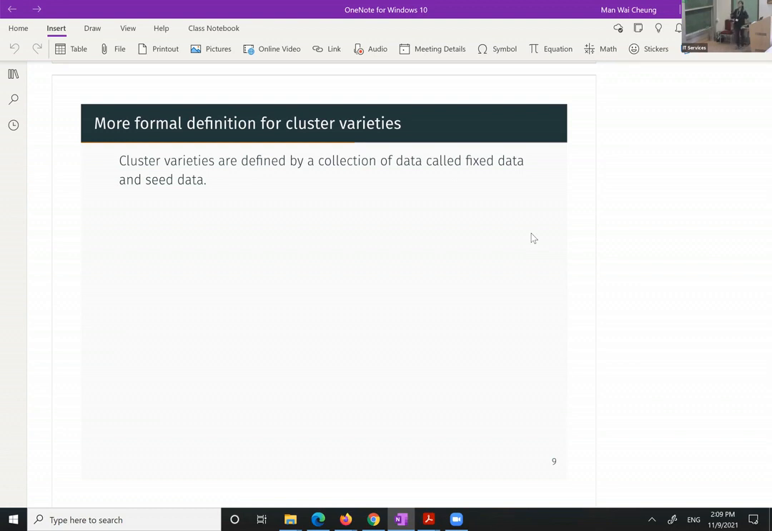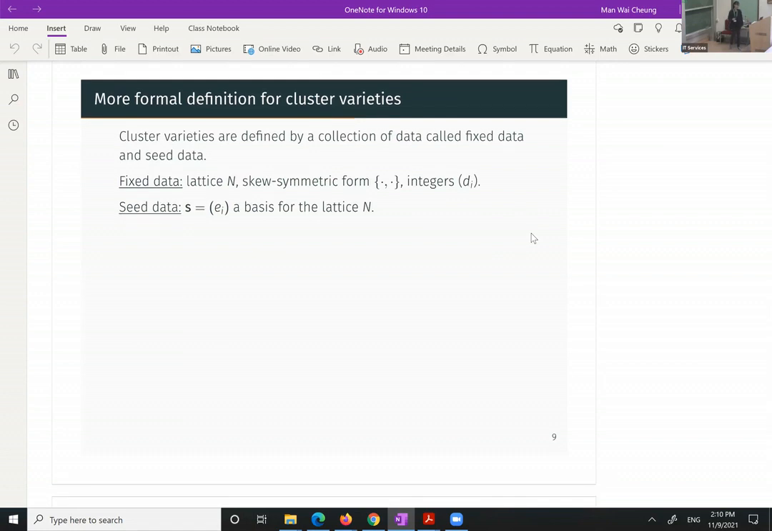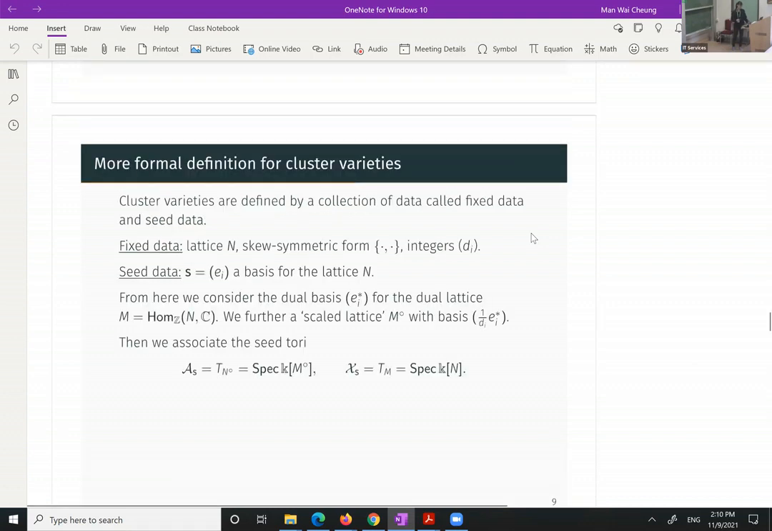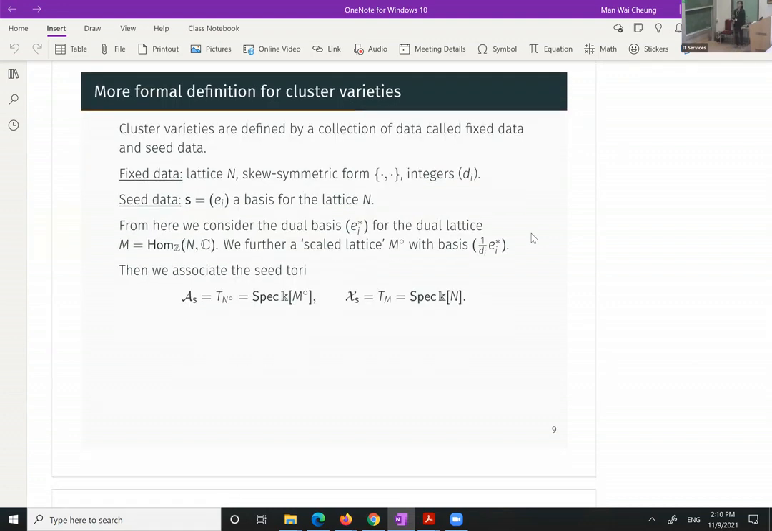But anyway, a cluster variety is defined by something we call seed data and fixed data. What are they? We have a lattice, we have a skew-symmetric form, and we have integers d_i. The d_i just make the skew-symmetric form skew-symmetrizable. And the seed now, instead of variables, is a basis of the lattice, and then we look at the dual basis and everything. Then the gluing torus procedure is we associate to the lattice a torus, we have the dual lattice, and then we have the dual torus, and then we glue the tori.